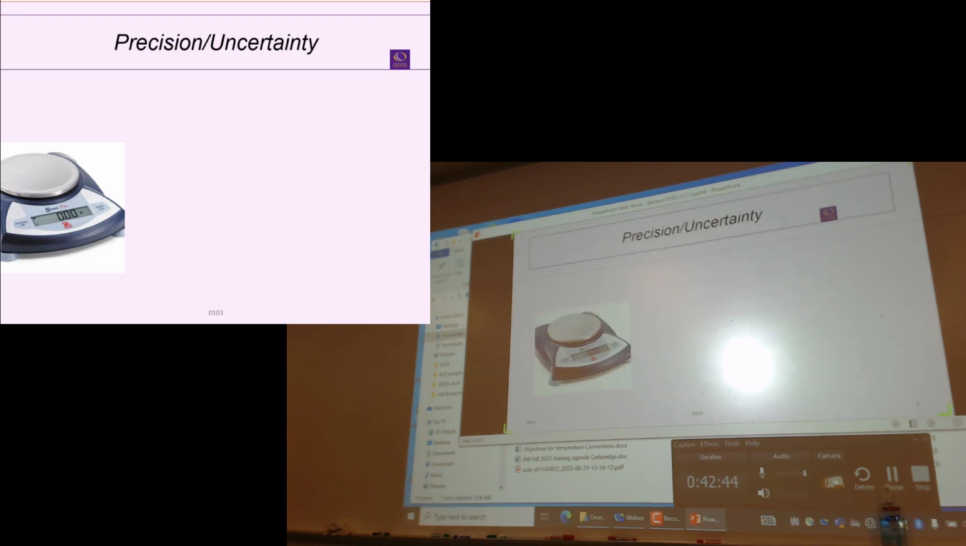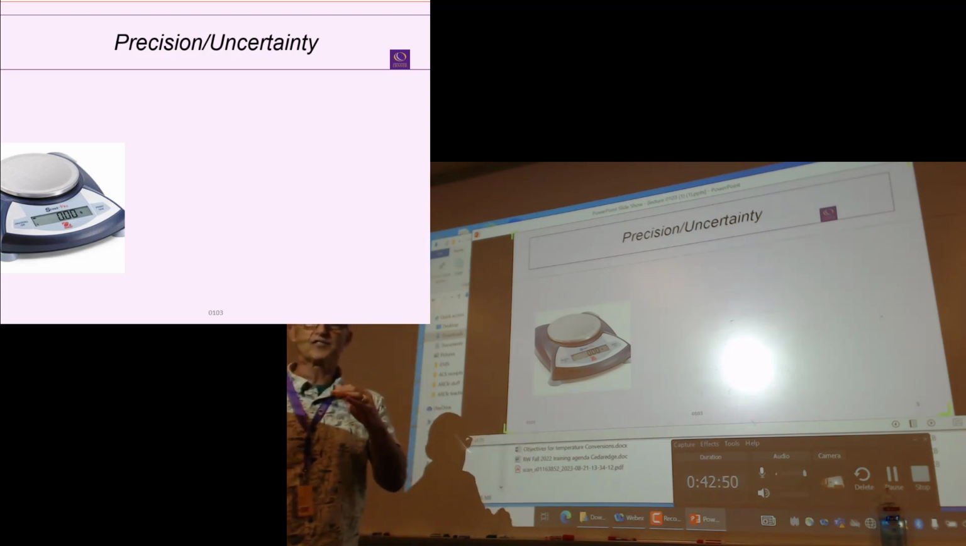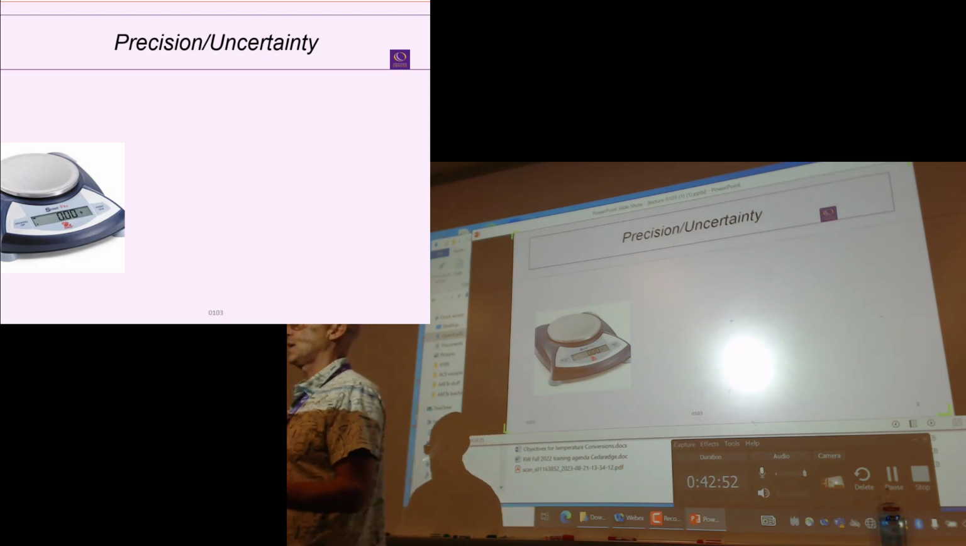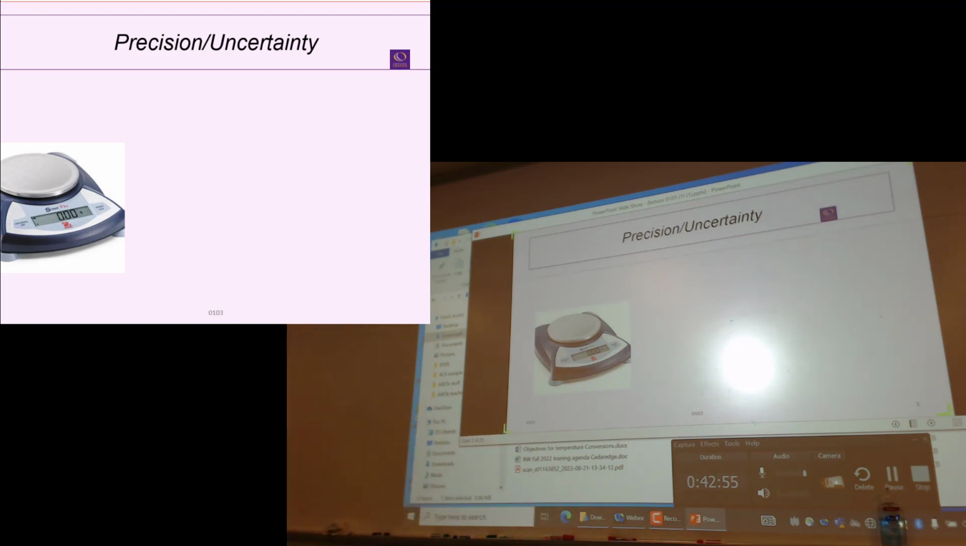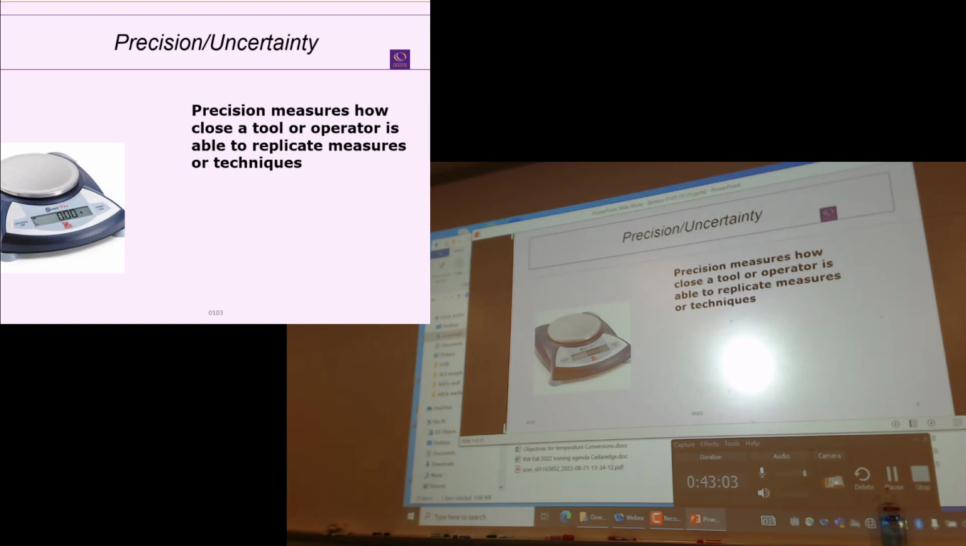Precision, which kind of gets interchanged with the word uncertainty. The technical terms are slightly different, but here we'll just mix and match them. That's common, that's what most scientists do. They could say precision, they could mean uncertainty and vice versa, but we're not going to get into that so much. Precision measures how close a tool or operator is to being able to replicate their work.